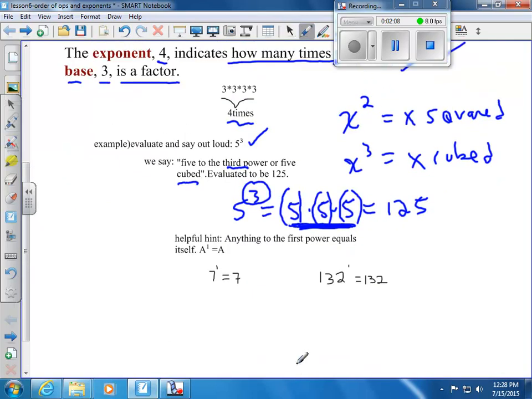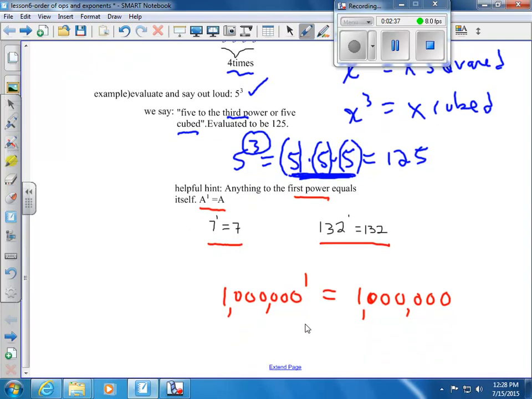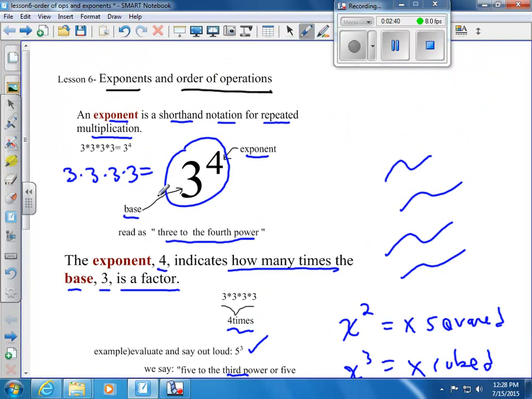Helpful hint. This is just reminders before we do any heavy-duty math: anything to the 1st power equals itself. So a to the 1st power equals a. 7 to the 1st power equals 7. 132 to the 1st power equals 132. A million to the 1st power equals a million, right? So anything to the 1st power equals itself. All right, so those are some basics. I just wanted to make sure you had the language under control: the base, the exponent, and what it indicates.